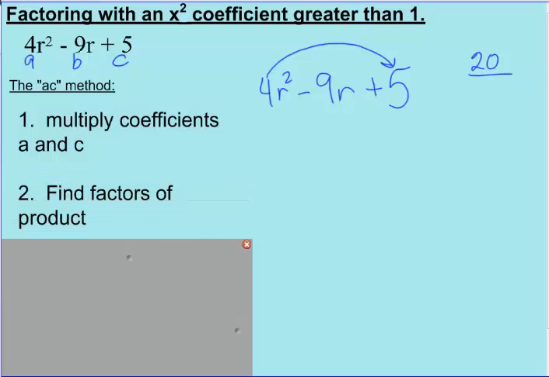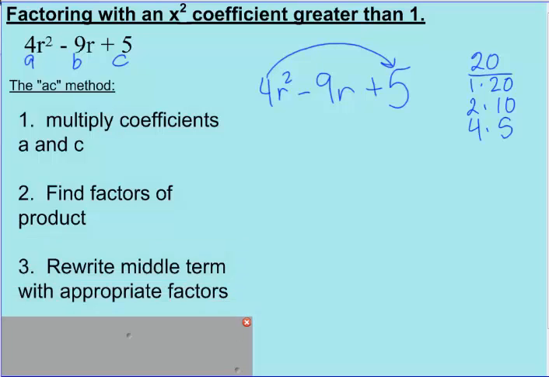Now we're going to find the factors of the product, 20. We're going to find the factors. 1 times 20, 2 times 10, 3 does not work. 4 times 5, and then 5 is already on my list, so those are all the factors of 20.